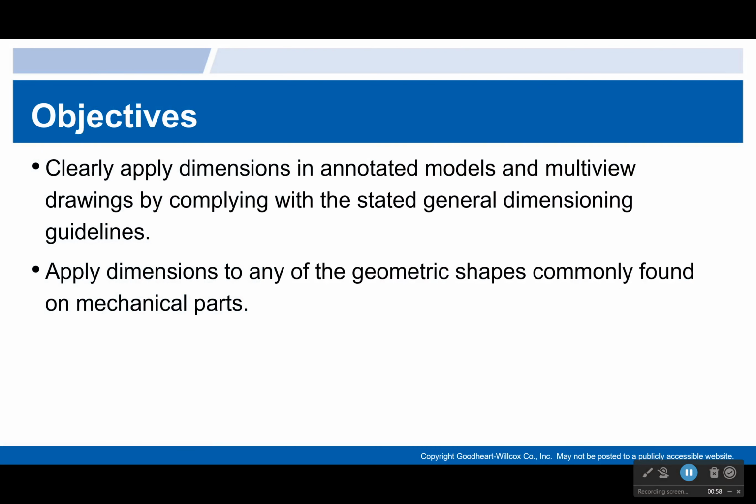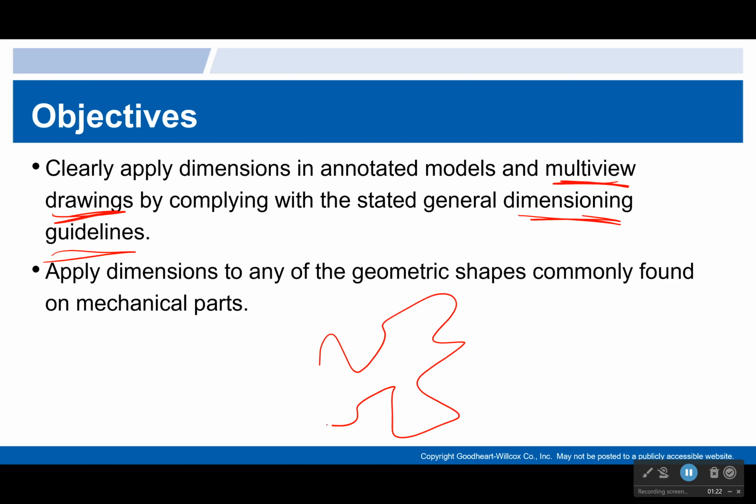So first off, some objectives. I want you to be able to clearly apply dimensions in annotated models and multi-view drawings, mostly with a focus on multi-view drawings for this class. And you're going to do that by complying with the stated general dimensioning guidelines. You're going to find that in chapters 3 and 4. I want you to figure out how to apply dimensions to any geometric shape commonly found on mechanical parts. Now, yes, things like this might be outside of your understanding right now, but a circle at least, you should be able to figure out how to dimension that, and a square, and rectangles, and triangles.